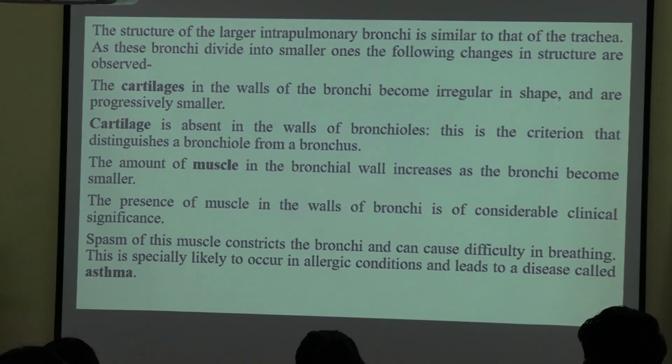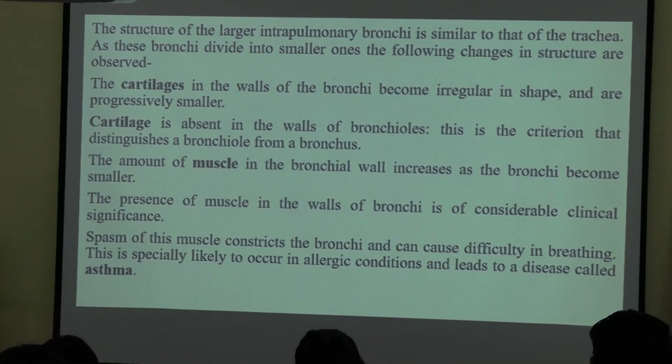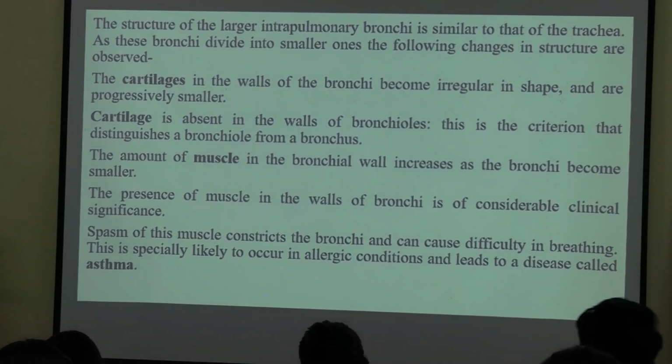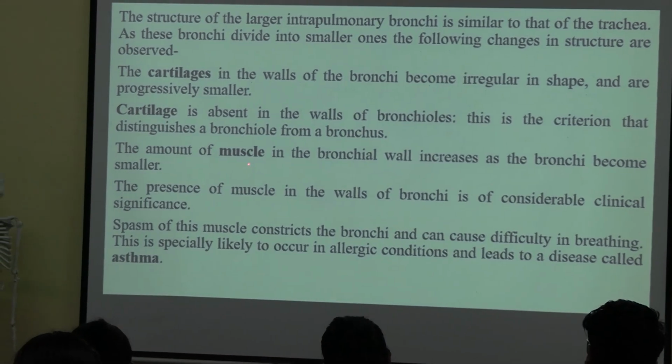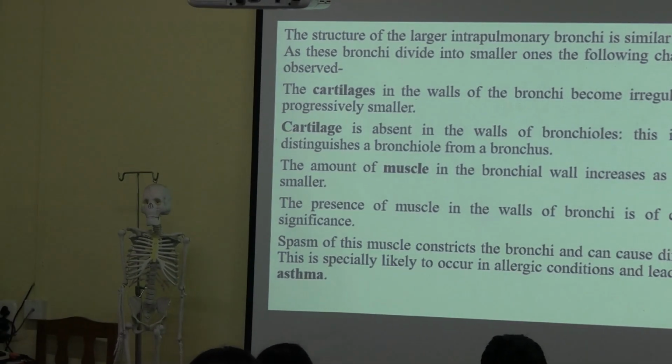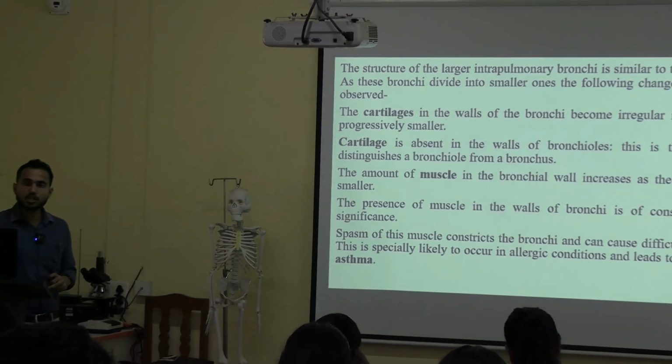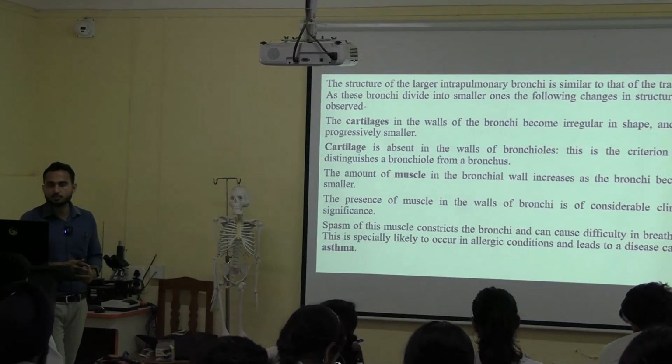In case of bronchi, it is not continuous, broken plates of cartilages are present. Next, if you see, the muscle cells in the bronchial wall increase. Okay, if you go to the bronchioles, the muscle cells are more.